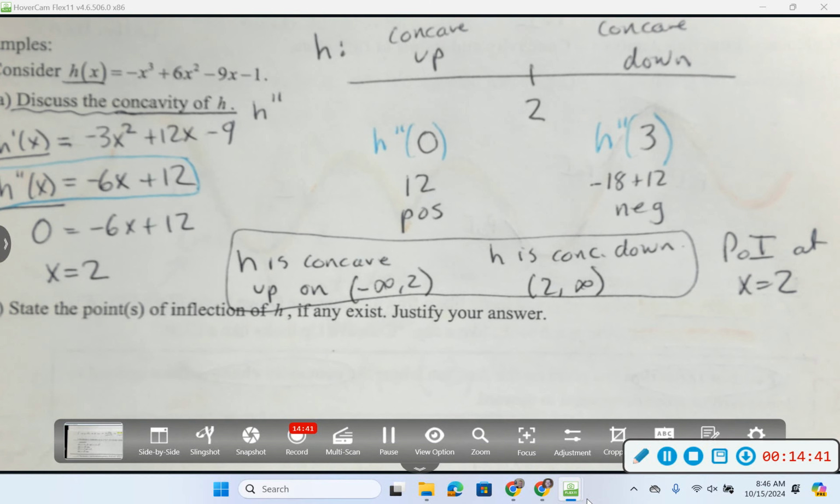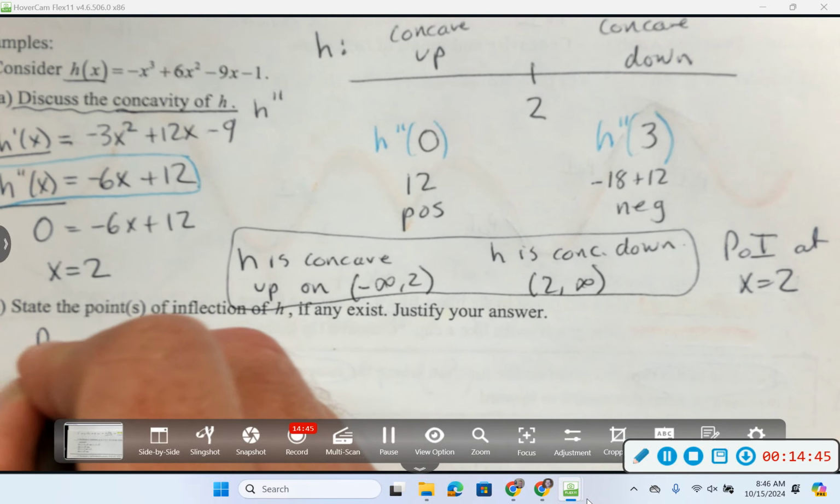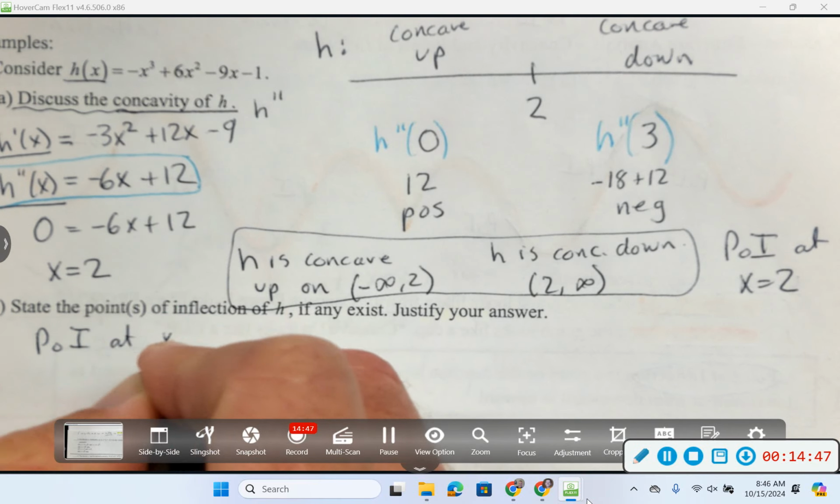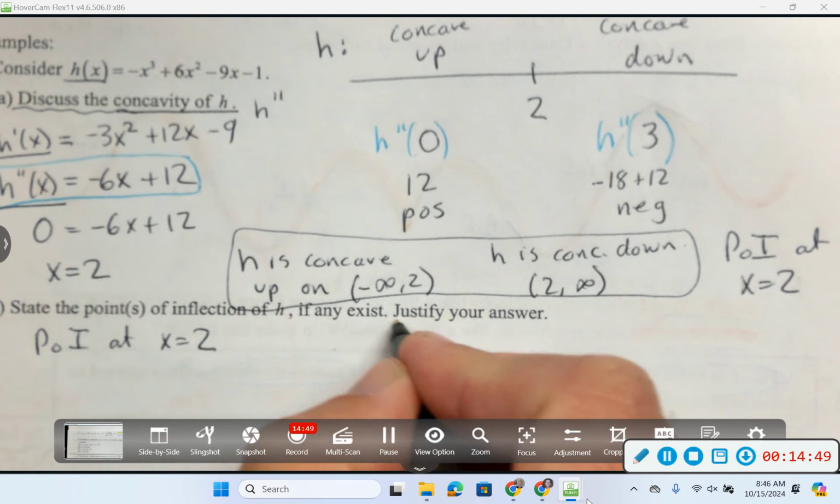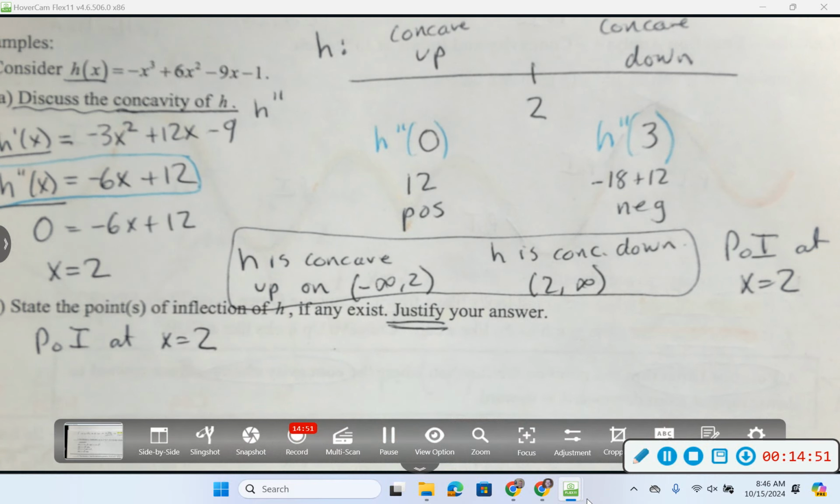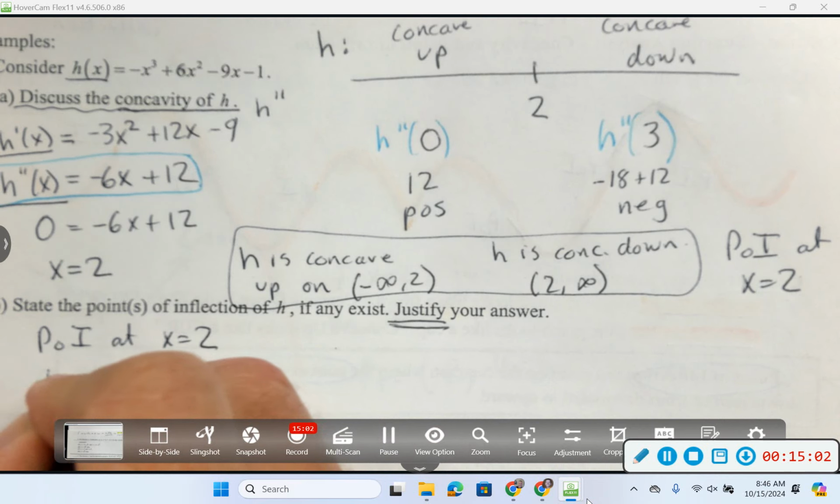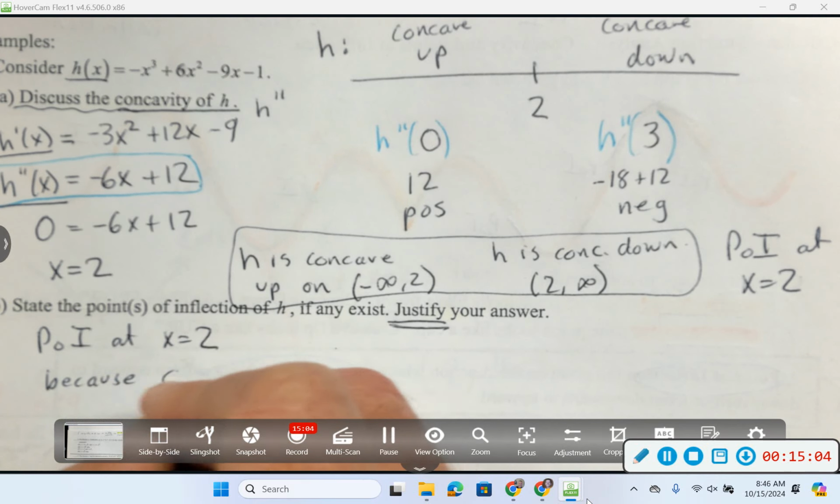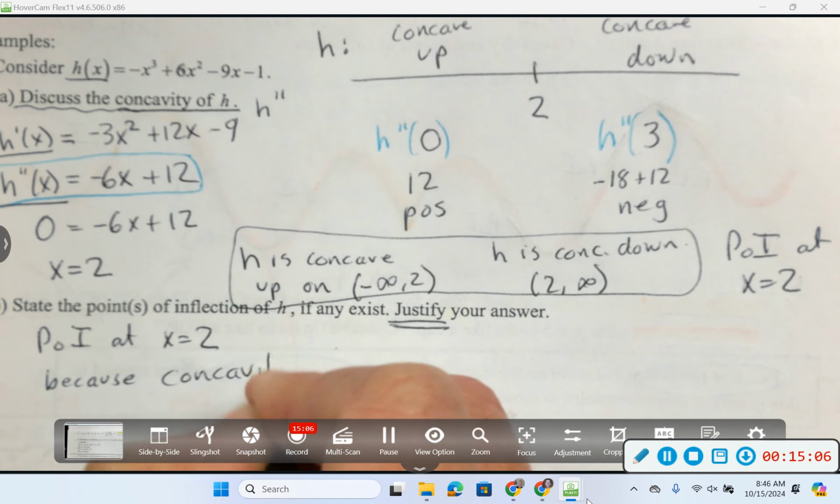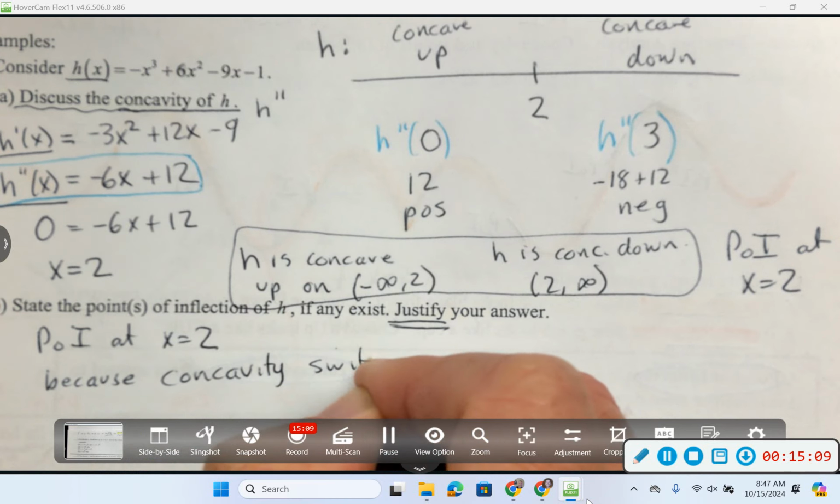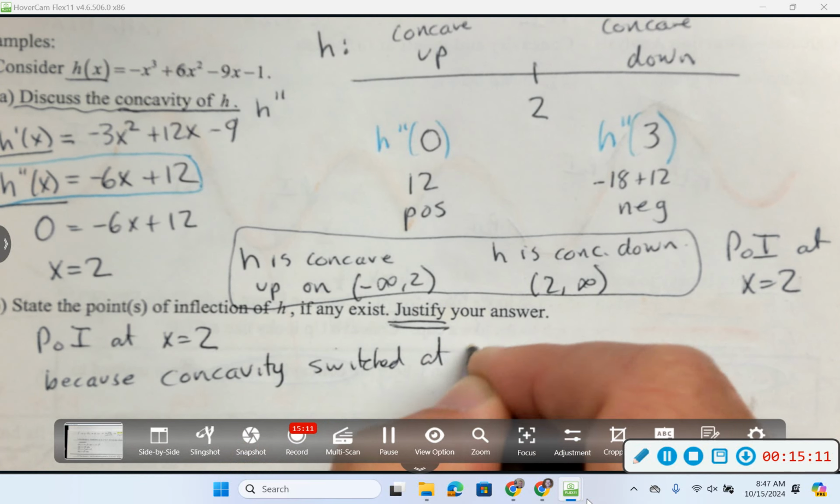Is that what it's about to ask? Yeah. State the points of inflection. POI at x equals 2. Justify your answer. How did I know there was a point of inflection at x equals 2? Say it. The concave switch, yes. The point of inflection at x equals 2 because concavity switched. That's a good way to say it. At x equals 2.